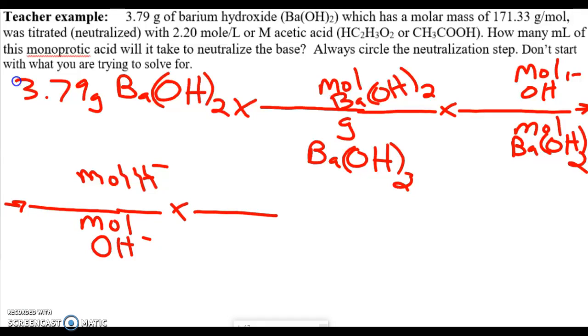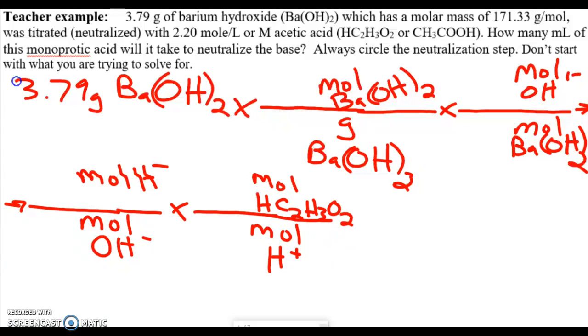Multiplication sign. Moles of hydrogen ion go on the bottom. Moles of hydrogen ion, we're going to go up to moles of our acid. So this is going to be moles, and this is going to be our acetic acid. So that's that, HC2H3O2.